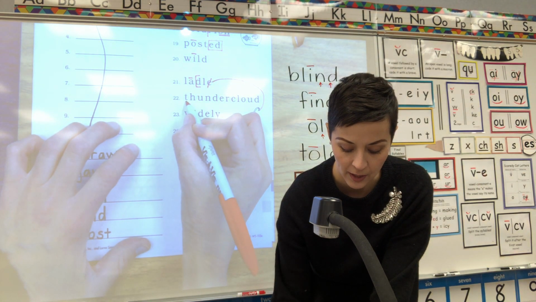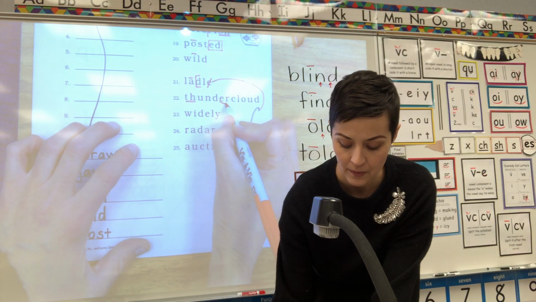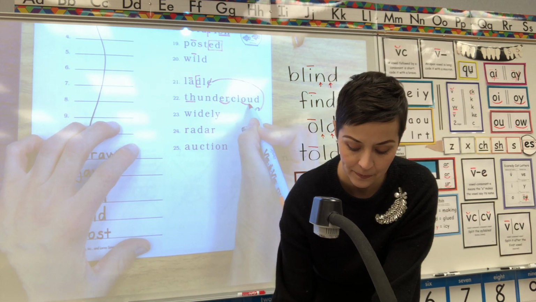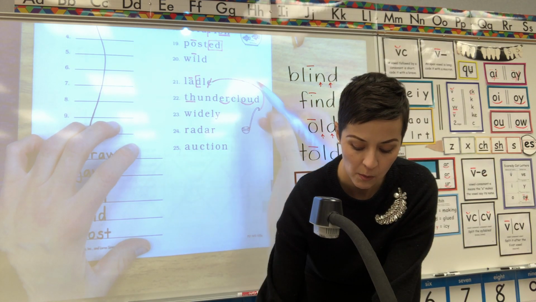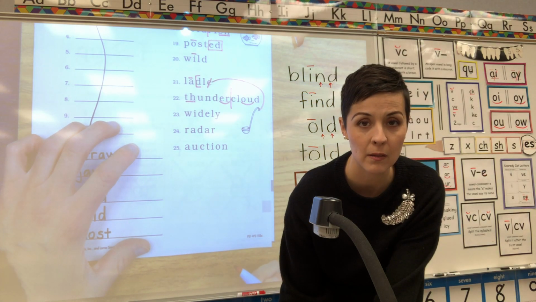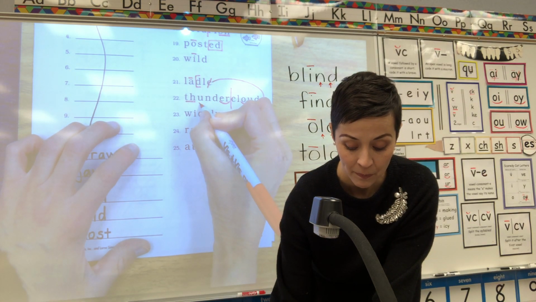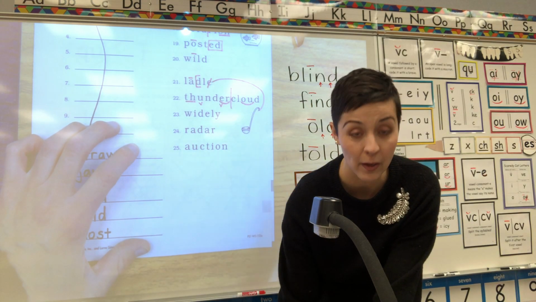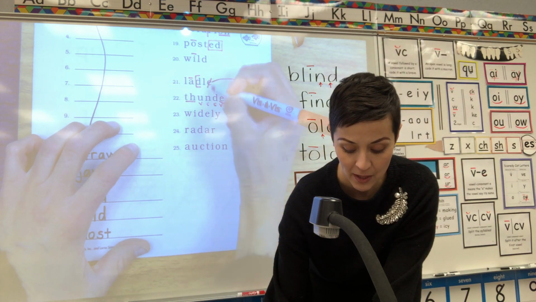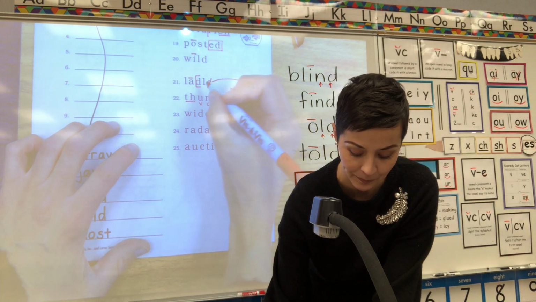Oh my goodness, there's a lot here. Digraph TH, underline. Combination ER says er, arc it. Diphthong OU says ow, arc it. Then I want you to split it right after the letter R to show those two words. But we're actually going to split it one more time because look what we have here. U is a vowel, E is a vowel, consonant, consonant, split the syllables. Breve above the U.